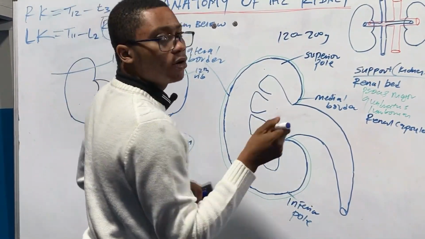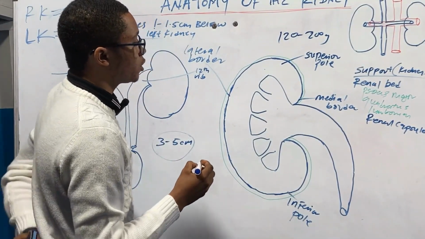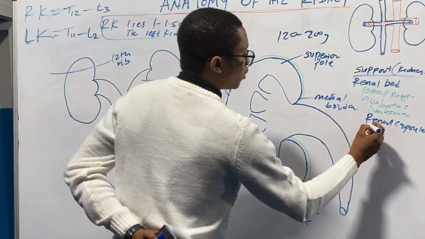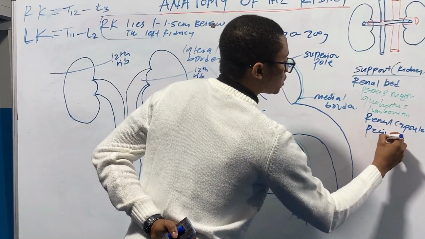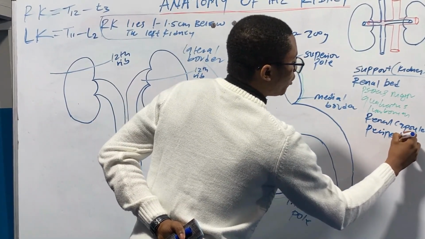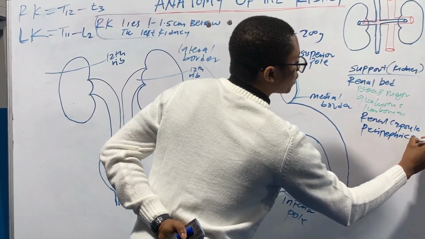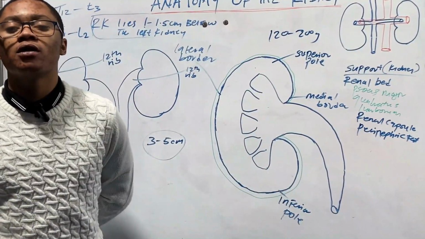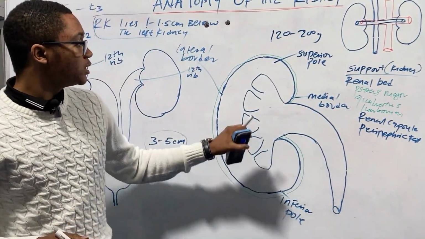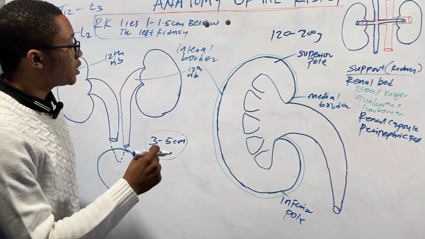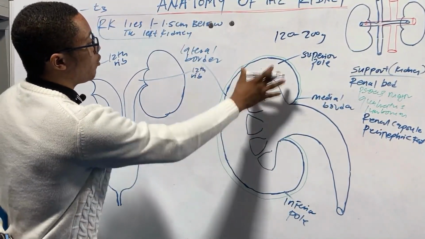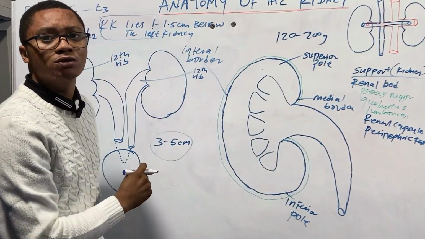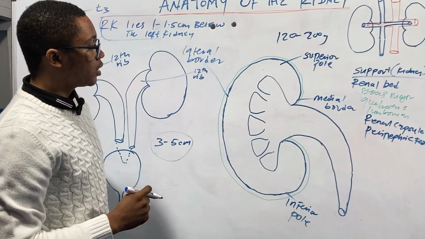So the next kidney supporting structure we're going to be looking at is the perinephric fat. The perinephric fat is some fat tissue that covers the kidney.